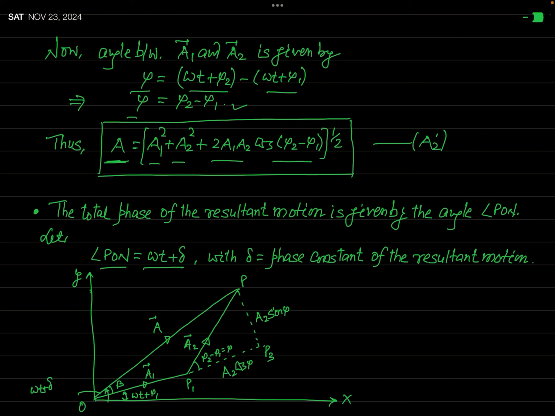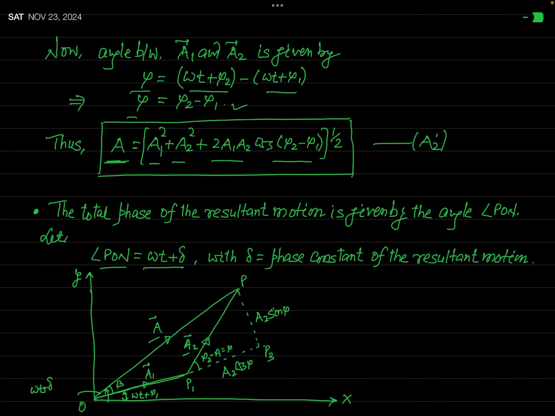Now let us see a simplified figure on the basis of triangle law of addition. Here in this figure I have again shown that this OP1 vector represents A1 and this P1P represents A2. And you know that according to triangle law of addition, this OP will represent the resultant A.